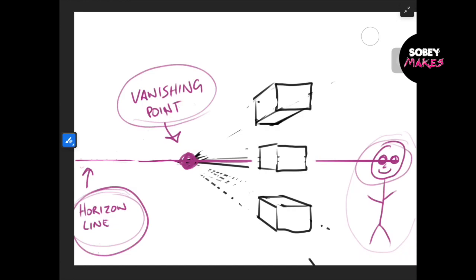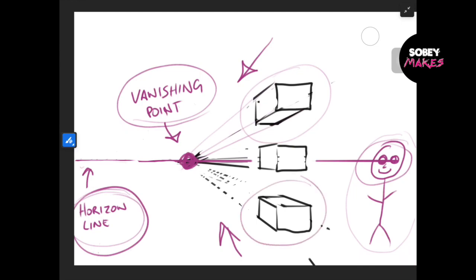Once you have those two things established, you then notice that if things are above the horizon line, they point downwards towards the vanishing point. So if I have this box here, that box is angled downwards towards the vanishing point. And equally, if I have it below the horizon line, things are pointing upwards. So the box down here is pointing upwards towards the vanishing point. So I hope that makes sense.